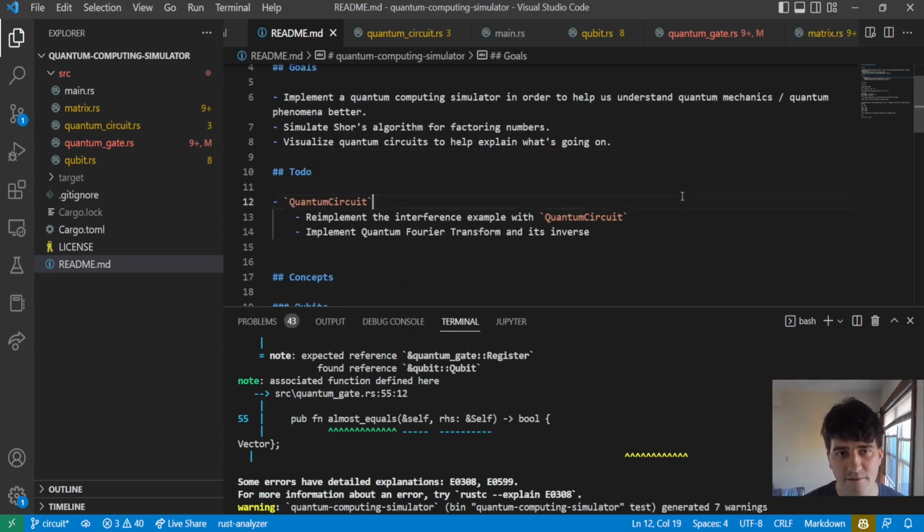The specific goal last time was to implement quantum circuit, the struct that encapsulates the idea of a quantum circuit. We should be able to build up a quantum circuit from its constituent gates, run a quantum circuit, and measure the output of a quantum circuit.